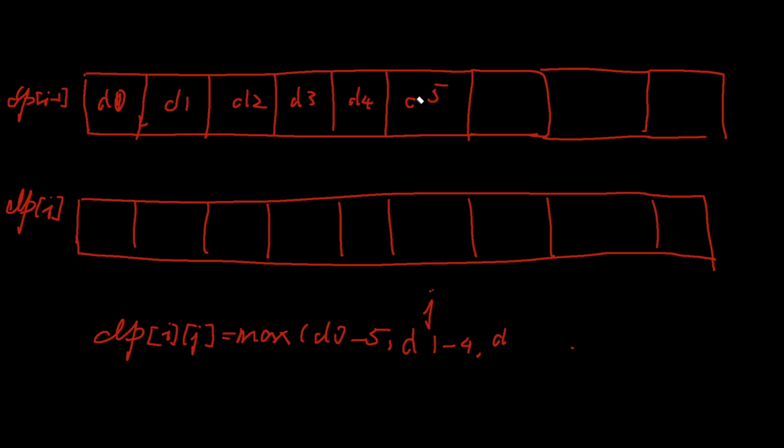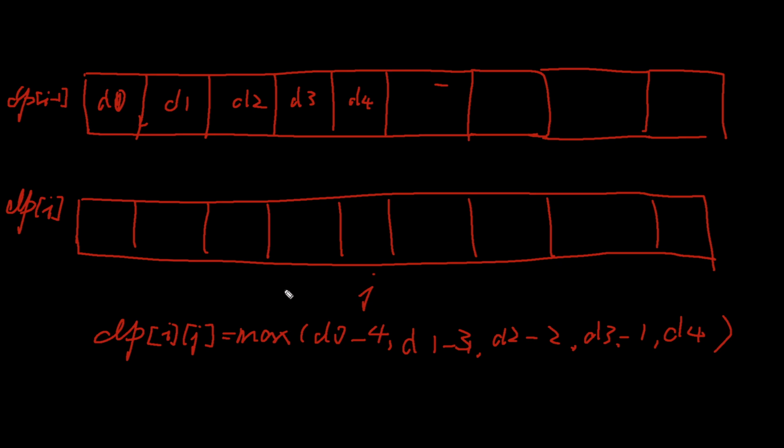you know what? Let's do this j, so we can write some shorter codes here. So this is going to be D0 minus 4, D1 minus 3, right? And D2 minus 2, right? D3 minus 1, and then D4 itself, right? So that's the max value we can get from the left side, right?